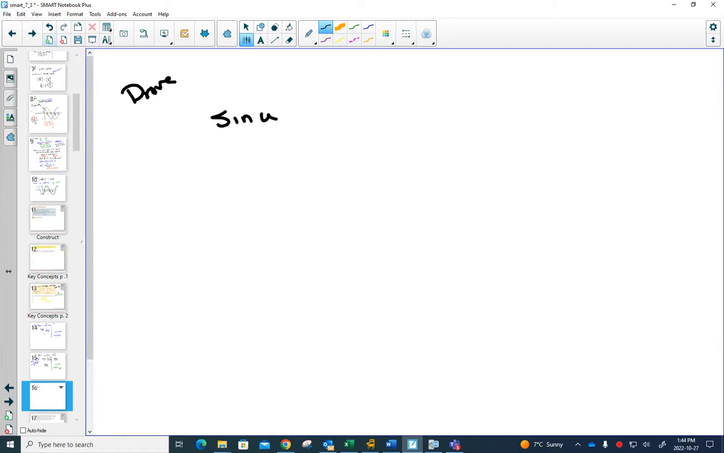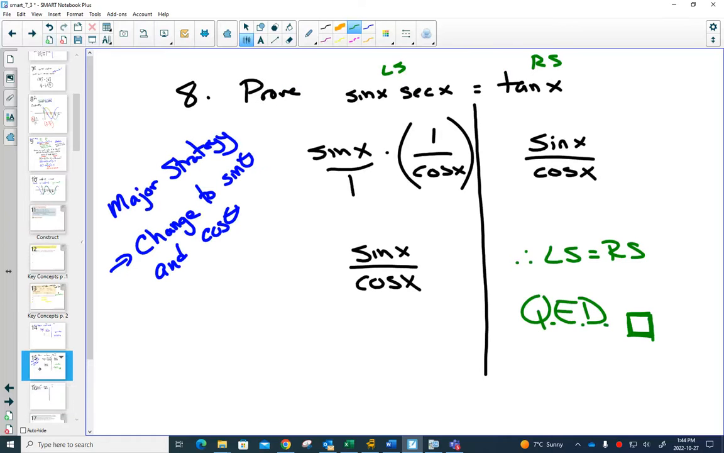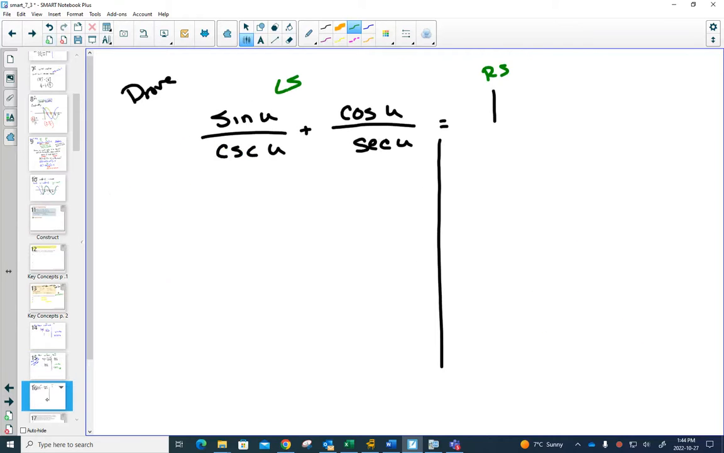Prove sine of u over cosecant of u plus cos of u over secant of u equals 1. Draw my line. This is my left side, this is my right side. We need to make them the same. If we think about the strategy from last time, right? Strategy from last time, change to sine and cos.